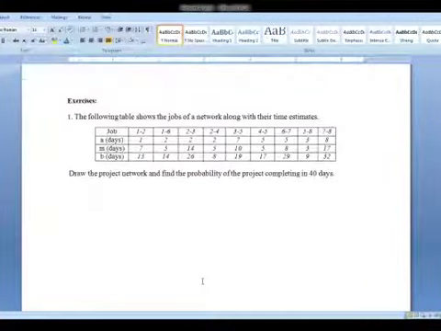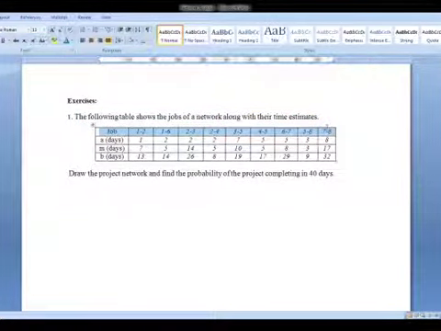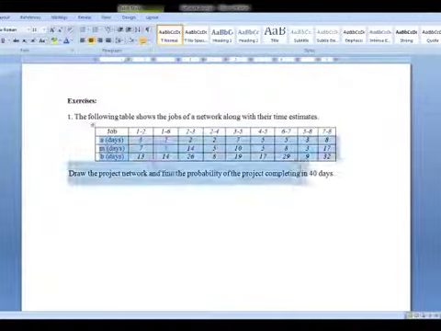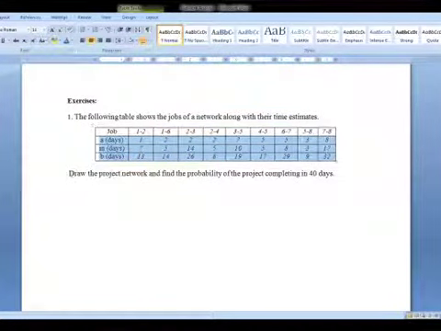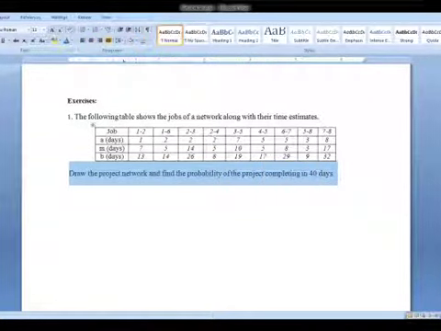Now let's go and solve the problem firsthand to understand what it is. Now here is the first example. The following table shows the jobs of a network along with their time estimates. Now this is the job. Now the activities, what are there? Now the following estimates are given. Optimistic, most likely, and pessimistic timings are given. Now what they've asked is, draw the project network and find the probability of the project completing in 40 days. The overall project, what is the chance that the project completes within 40 days?